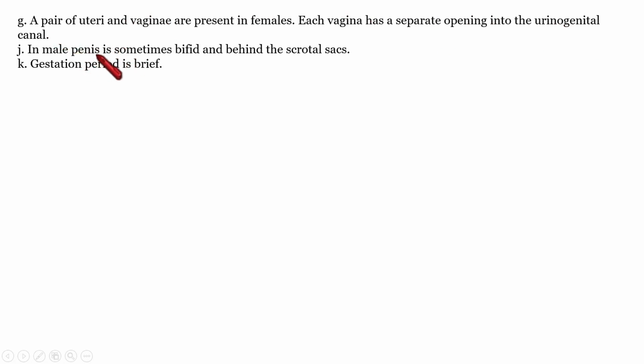And in male, the penis is bifid in the case of metatherians, but in eutherians it is not bifid. And it is behind the scrotal sacs. And gestation period is brief. The gestation period is there, but it is brief in the case of metatherians. That is another difference from eutherians.